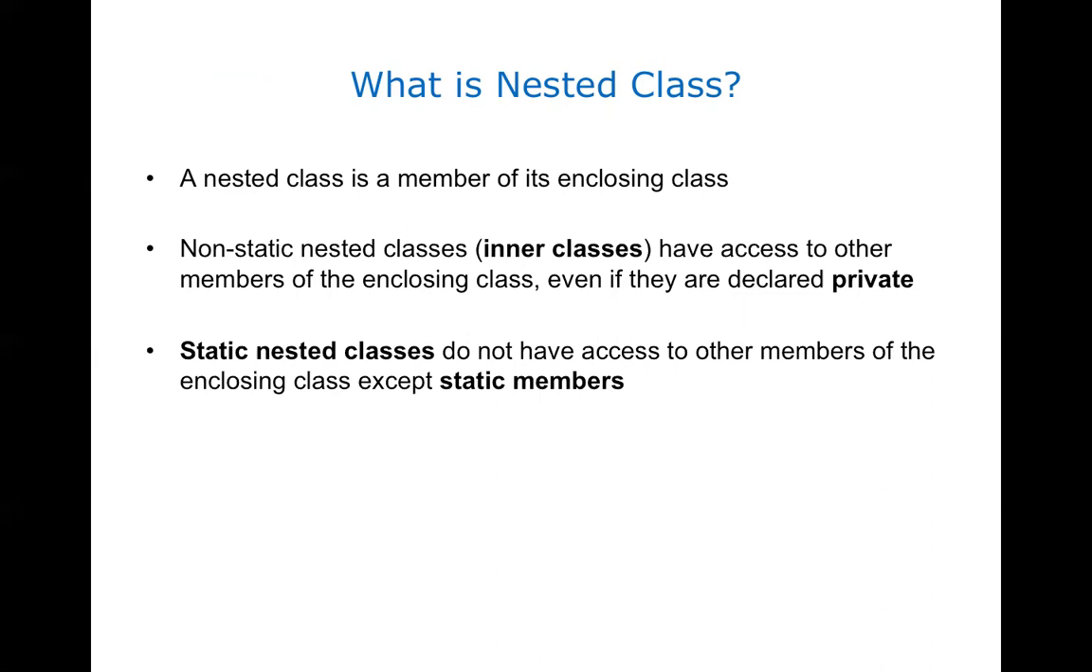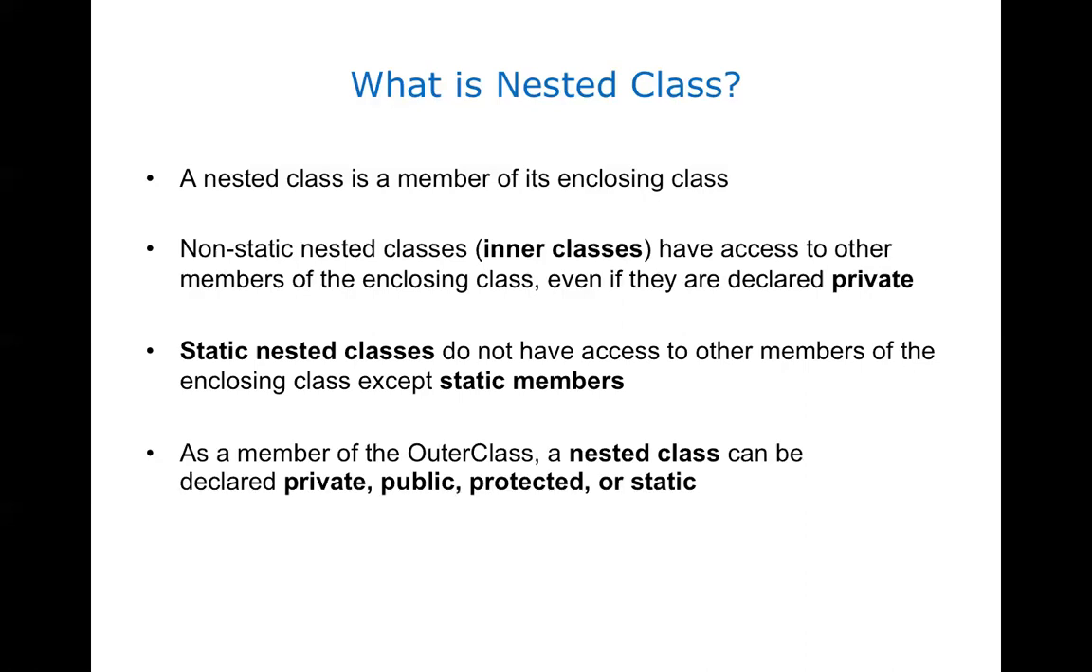When it comes to static nested classes, they will not have access to other members except static members, because non-static will not work in a static context. So static nested classes can access static members of the enclosing class. And as a member of the outer class, a nested class can be declared as private, public, protected, and static as well.